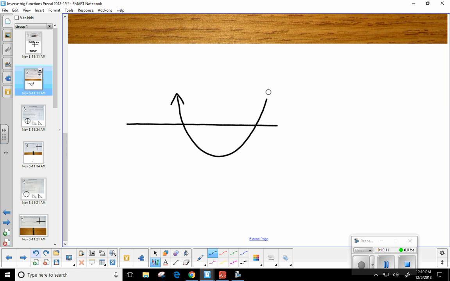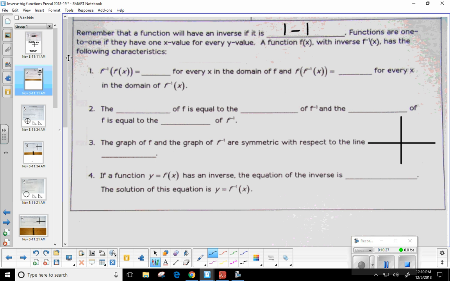So we talked about restricting the domain so that the graph was one-to-one. And that's what we're going to have to do with these inverse trig functions. We want to make sure they're one-to-one before we go ahead and invert them. Well, f inverse of f of x equals x for every x in the domain of f, and f of f inverse of x equals x. Remember, that was one of the ways that we tested the two functions were inverses. If we could compose them in both directions and get x, they were going to be inverses.